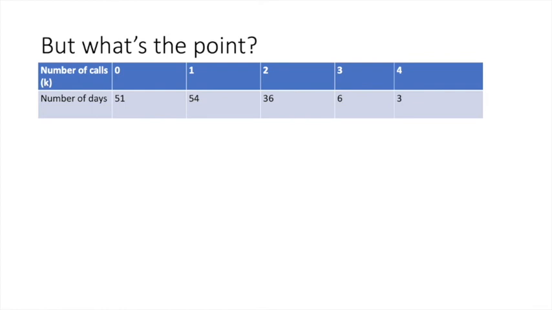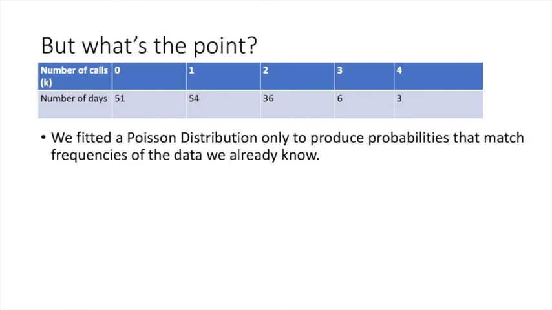But you may say, we fitted a Poisson distribution only to produce probabilities that match frequencies of the data we already know. So what's the point? Good question, if it appears in your minds. Well, the point is that once we have the probability distribution formula, just like we had in the last slide when we substituted the value of lambda, we can predict probabilities for other values of k that are not yet seen. For example, we can predict the probability of x equals 5.